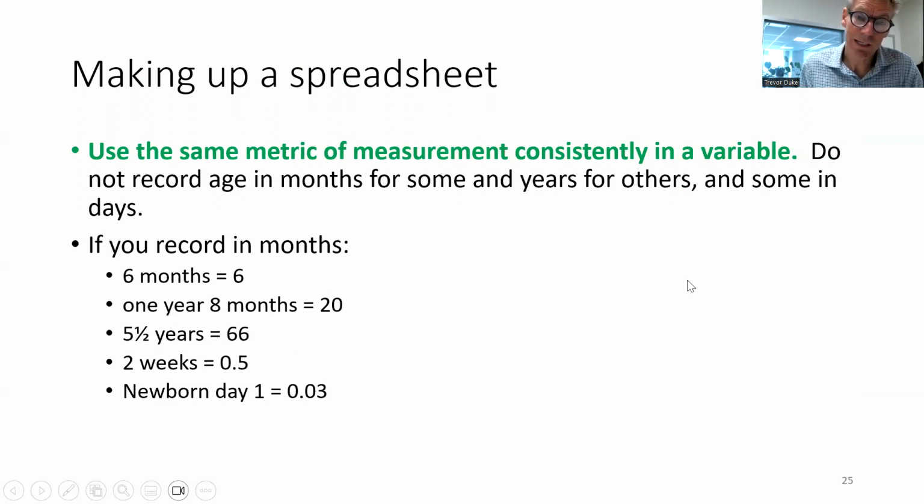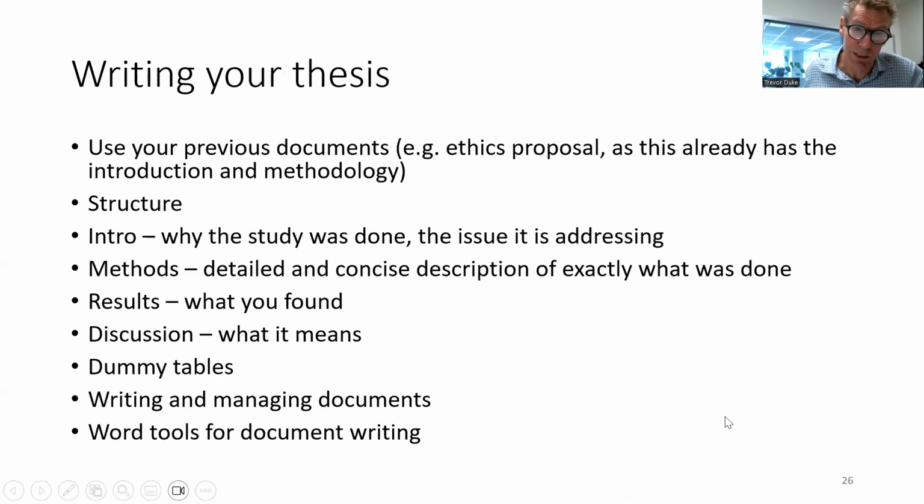I said to use the same metric of measurement consistently in any variable. So you don't record the age in months for some and years for others and days for some. Just record it in a standard way. If you're studying children of all ages, you might want to measure their age in months or in years, with fractions of years, for example. But if you're studying young infants, then you'd probably want to measure it in months, in fractions of a month, or even in days, depending on the age of the population you're studying. But it should be uniform for the entire population.